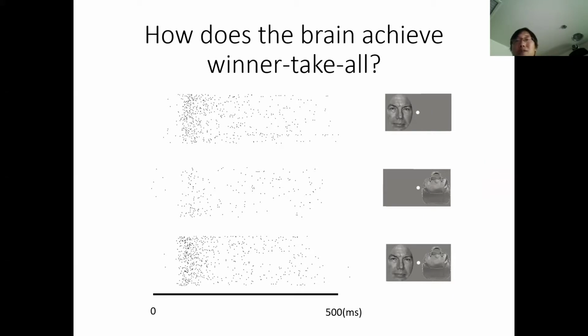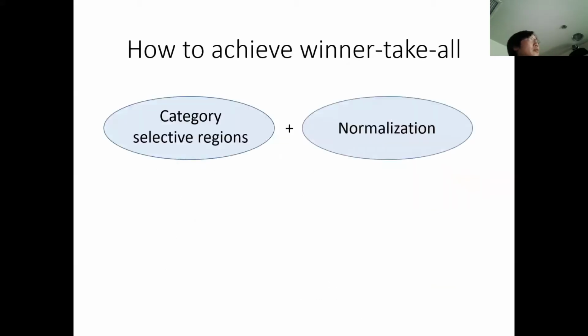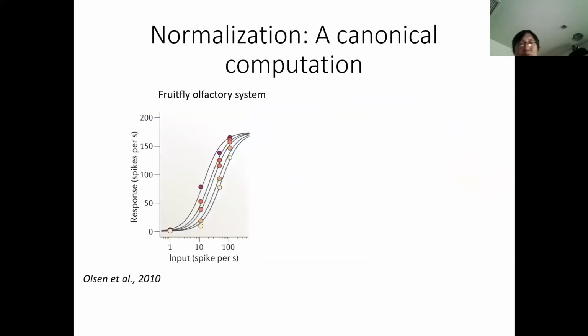People might think neurons need a certain filter, or use attention to do the filtering, but it turns out the solution of the brain is much easier than that. This pattern is exactly what would happen if you just combine the category selectivity region with normalization. With both of these, we can get a winner-take-all.